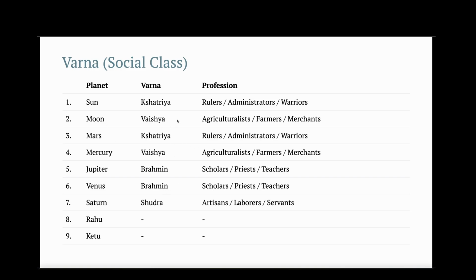So what this means is the profession that they denote. By Kshatriya it means administrative or warrior positions. Vaishya means agriculturists, farmers, or business persons. And Brahmin means scholars, priests, teachers. And Shudra means artisans, laborers, servants, so the working class people. So these are all about the social classes that are assigned to the planets.